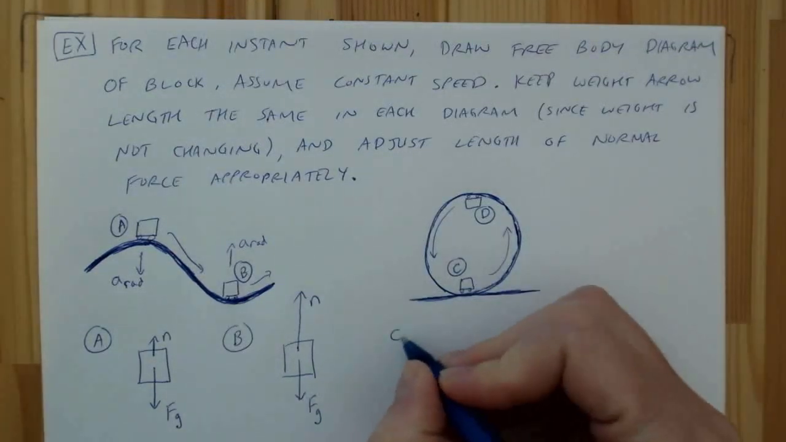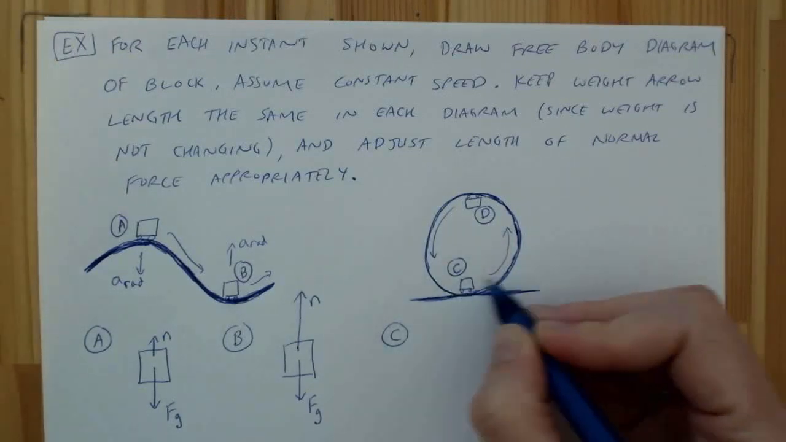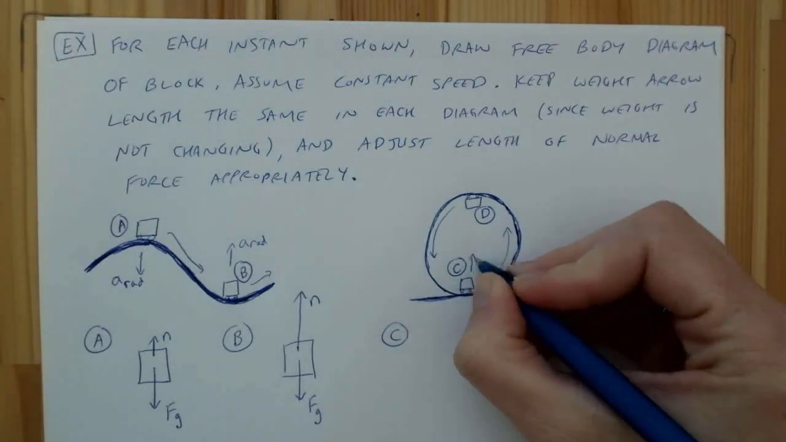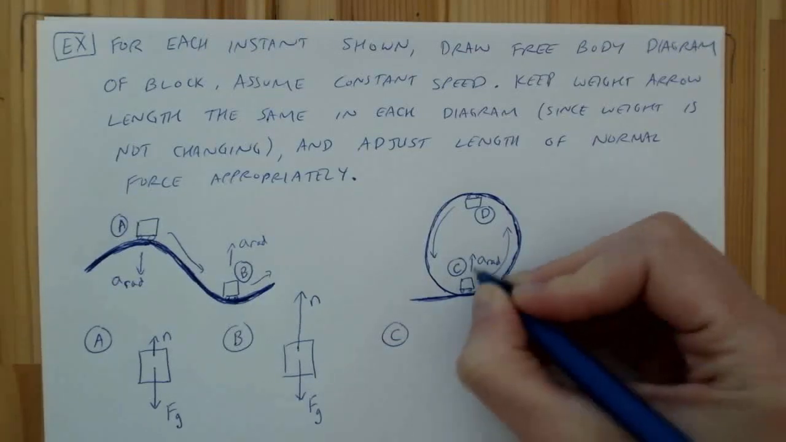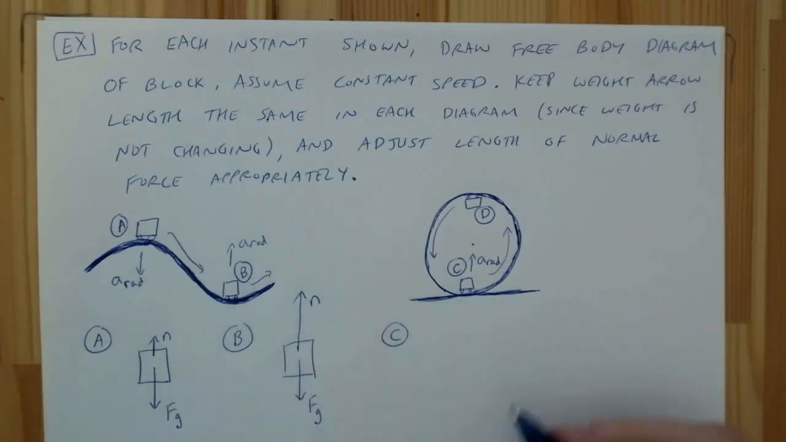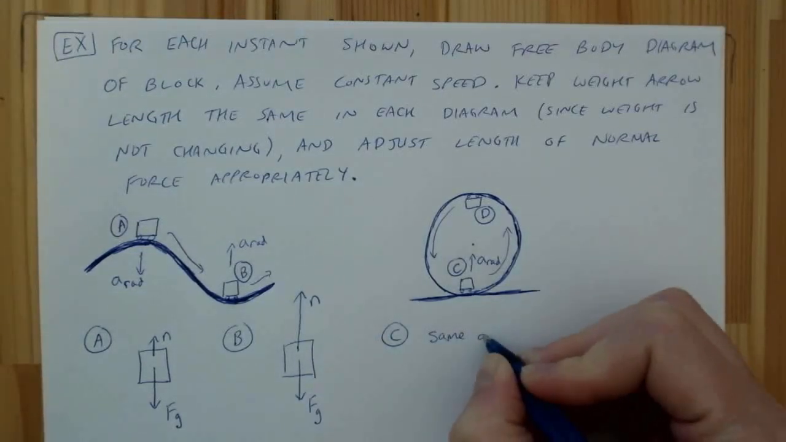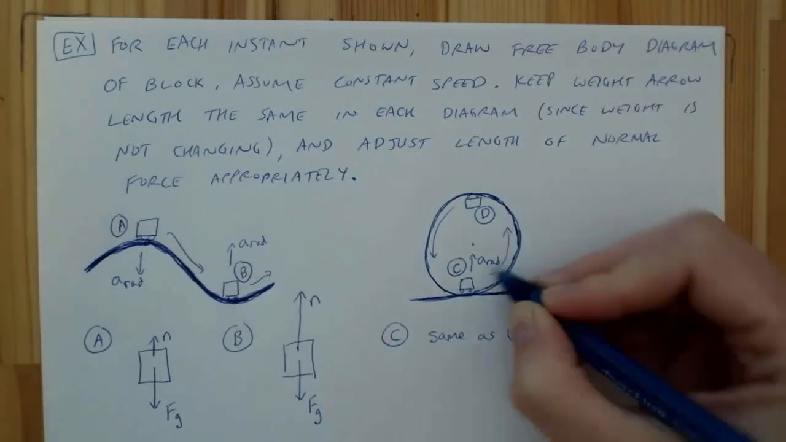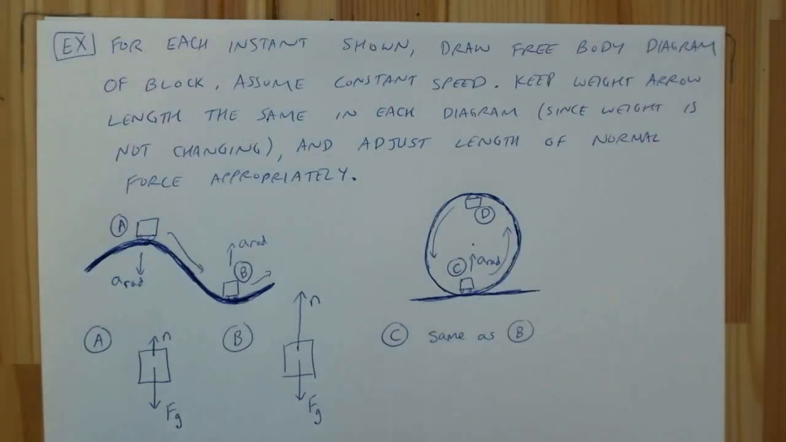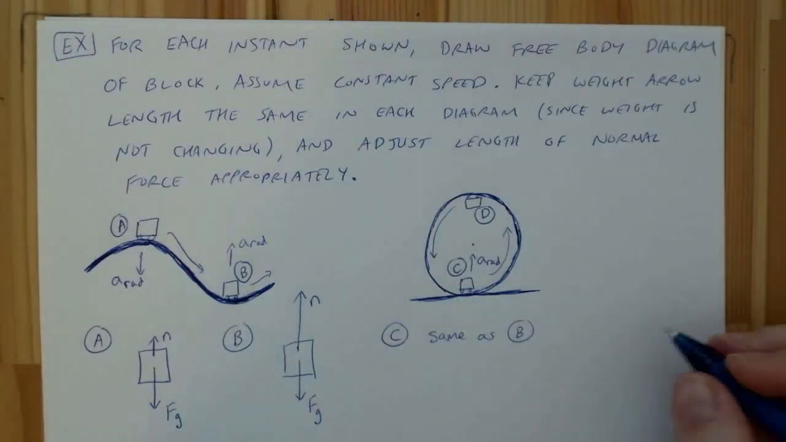In case C, we have the bottom, and the car is going to be moving around this turn. The centripetal acceleration at this point is towards the center of the circle, and so this situation is actually not different at all from B. So this is going to be exactly the same as situation B. The normal force is upward, the weight is down, and the normal force would have to be bigger than the weight.